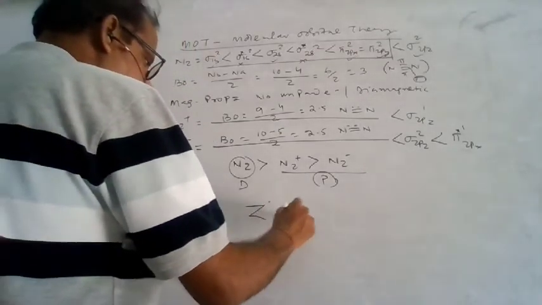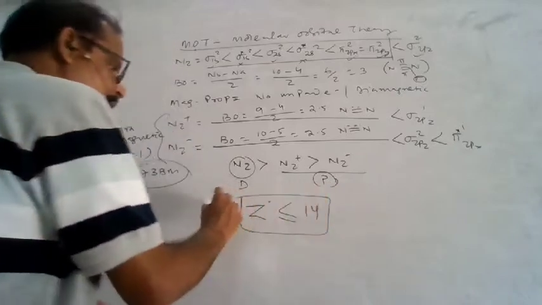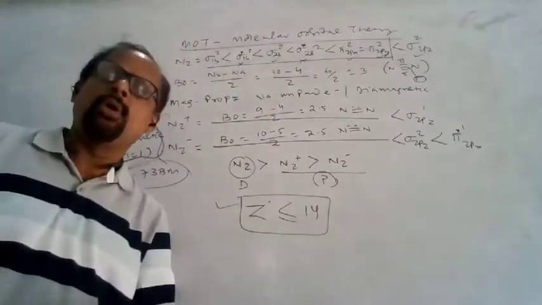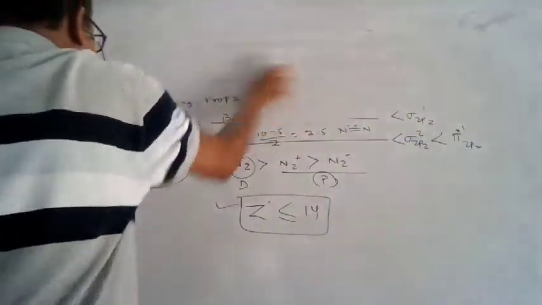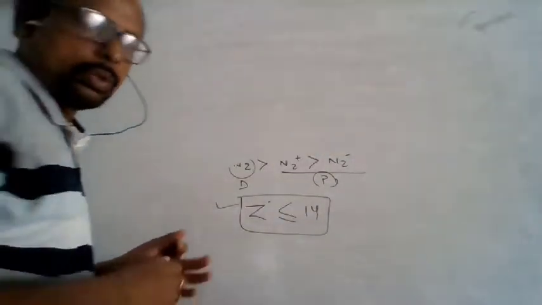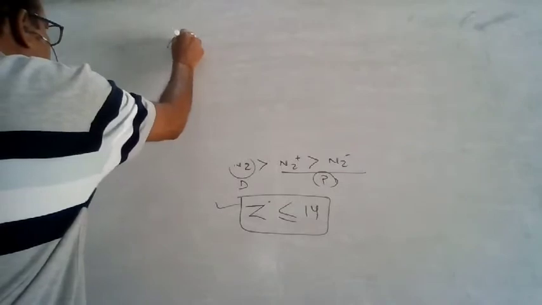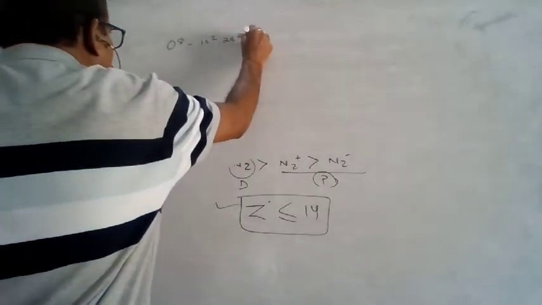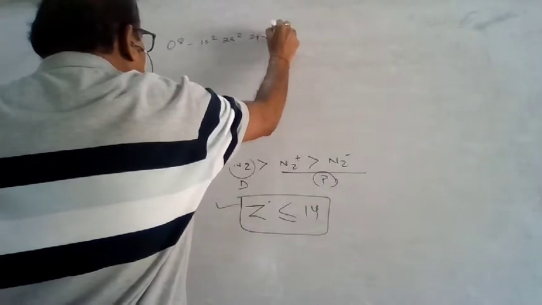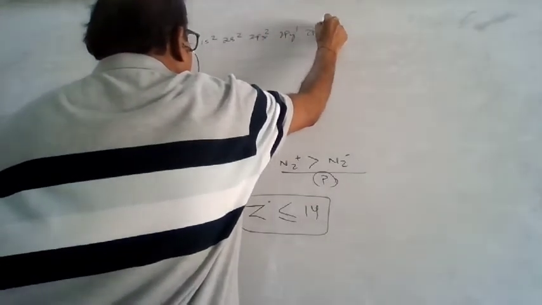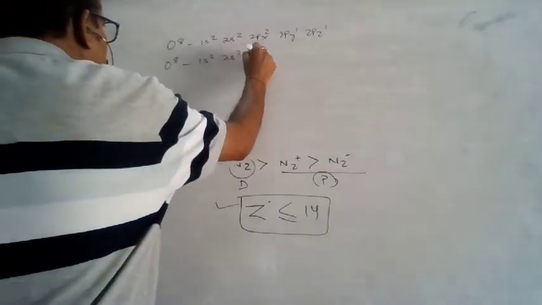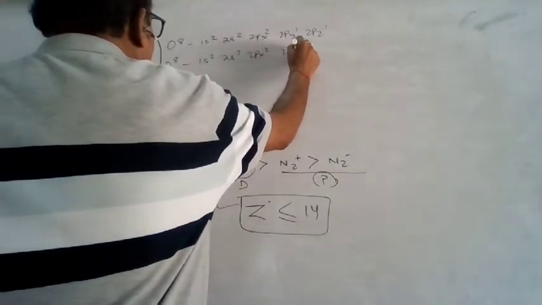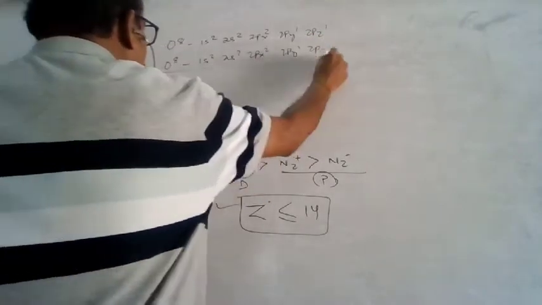So here the bond order will be (10 minus 5)... because a bonding electron decreases here, so that will be (9 minus 4) by 2, that is equal to 2.5. So that means the nitrogen has a double bond and one partial bond. But here the bond order is (10 minus 5) by 2, that is also 2.5. So that means there is a double bond and another partial bond.